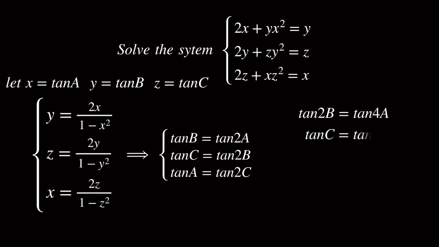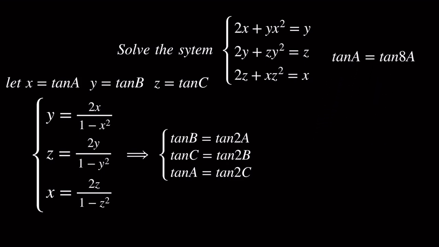So now we have that tan C equals tan 4A from the second equation. But using the same idea, we have that tan 2C equals tan 8A. But tan 2C is equal to tan A. So we have that tan A is equal to tan 8A. Okay, and it might be tempting to just remove the tan here and have A equals 8A. But note that tan is periodic with period pi. That is, we must say that A plus pi k equals 8A. And by making A the subject, we have that A equals pi k over 7.